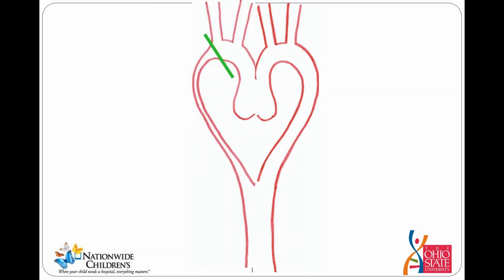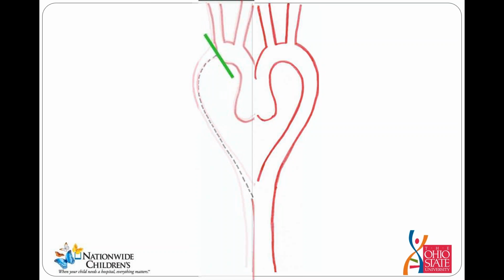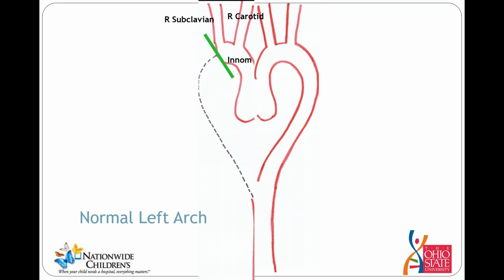So this is a left arch, the right arch becomes atretic, you divide there, and this is what you end up with. Then if you label your structures, the structures don't change in terms of the arteries are the arteries that are coming from the head and arms.